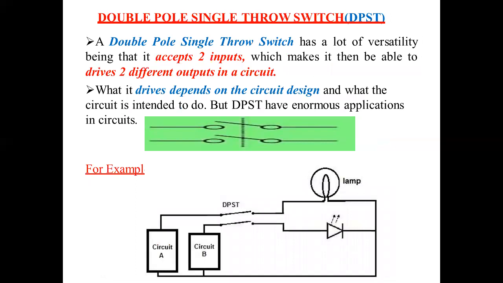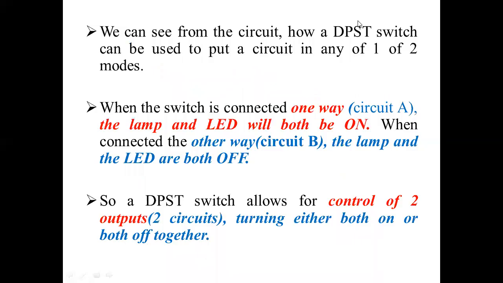One more switch is the double pole single throw switch, also called the DPST switch. Here we have two inputs, and it can control two different outputs in a circuit. Here you can see DPST: this is one pole and this is another pole, so a double pole. Single throw means that if you close both poles simultaneously, the circuit turns on, so circuit A and circuit B are both controlled. This is an example of DPST.